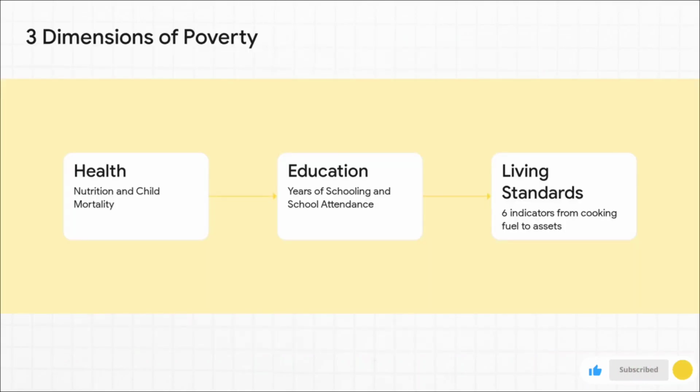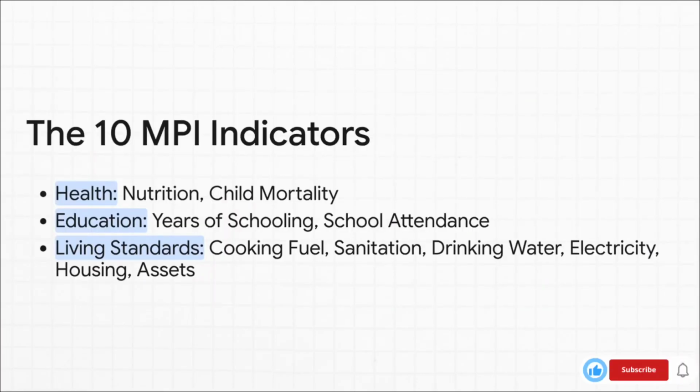The index is built on these three core pillars, and you've got to remember, they're all weighted equally. Each one makes up a third of the index. Now, for your exams, here's a super simple mnemonic to lock this in. Just think HELP the poor. That's H for health, E for education, and L for living standards. Simple, right? And if we zoom in a bit, within those three dimensions are these 10 specific indicators.